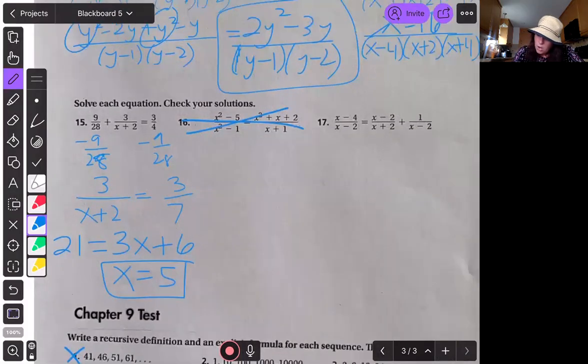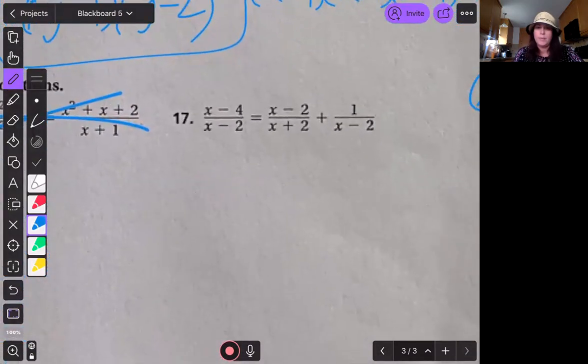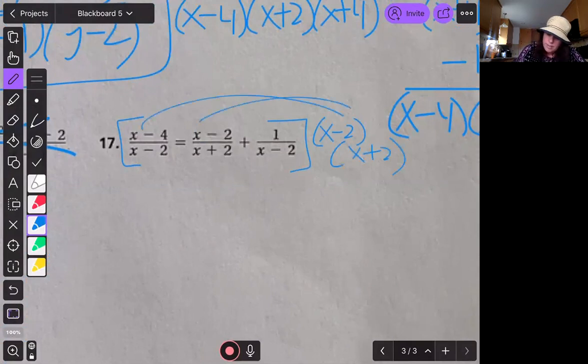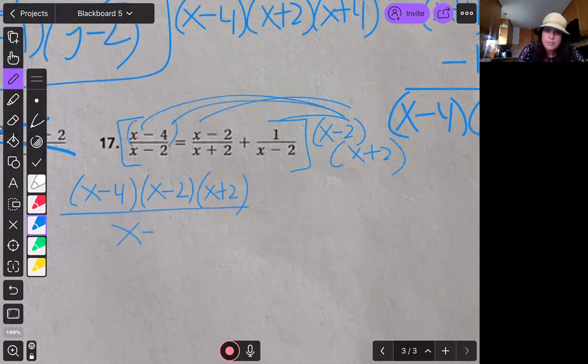All right, over here, this one's a little trickier, number 17. What we're going to do is first multiply everything through by the GCF, and in this case, the GCF is x minus 2, x plus 2. When we multiply here, we have x minus 4, x minus 2, x plus 2. You just put these right next to this, and it's all over x minus 2.